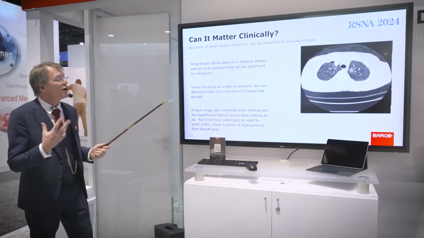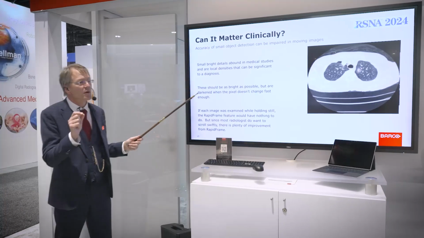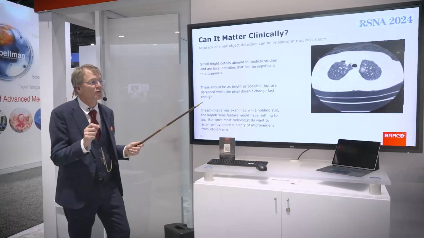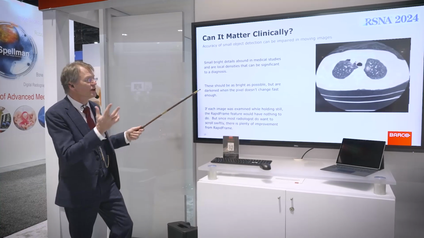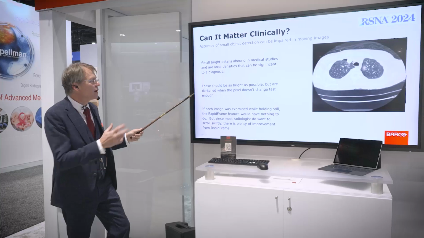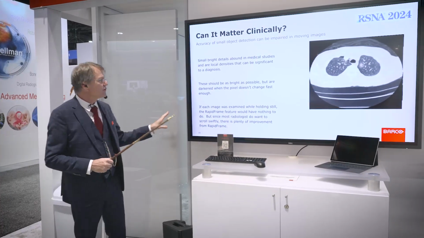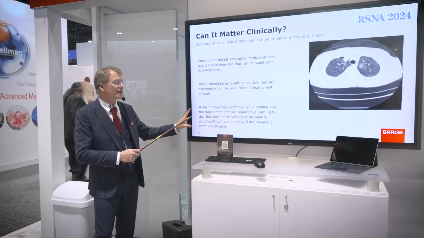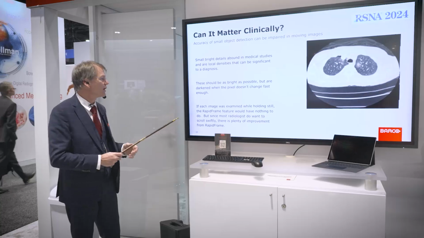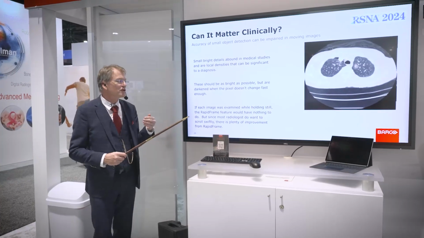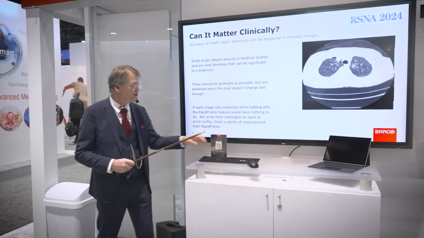So how does it matter clinically? We know that the accuracy of small object detection can be impaired with moving images, and small bright details are abundant. We want these to be as bright as possible. So the rapid frame feature wouldn't be necessary if everything was holding still, because everything would have reached its perfect value. But since the radiologist wants to scroll swiftly, there's plenty of room for improvement.